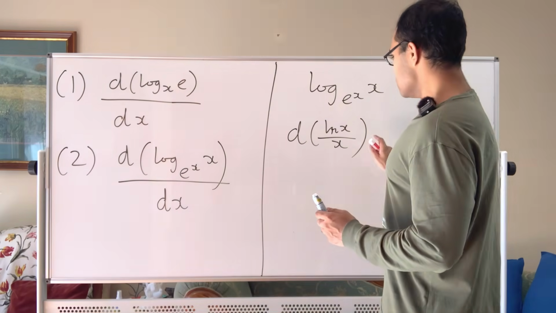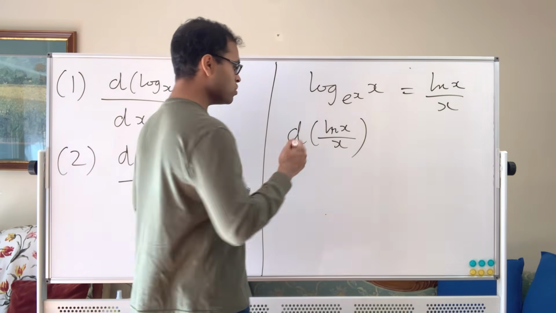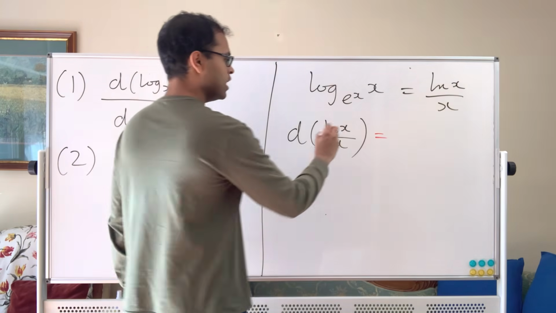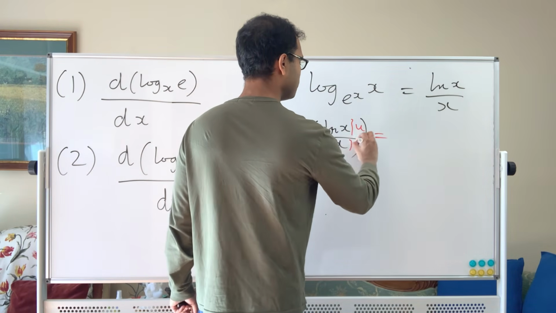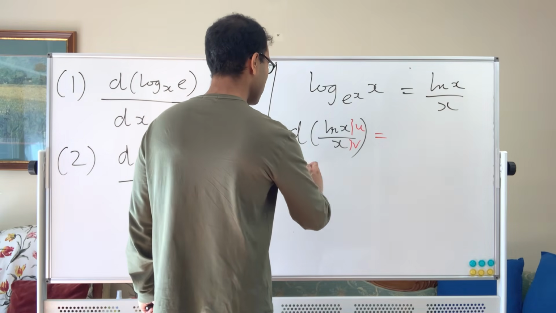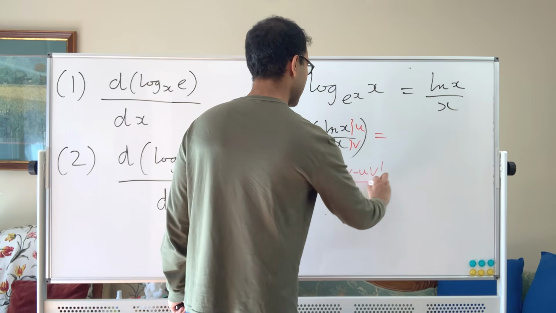So here we're going to do d dx of ln x over x. What we can do is use the quotient rule. Sometimes I like to just keep things very simple. It's u over v, right? Let's call the top u and the bottom v. If you're just practicing, just remember that the derivative of u over v is going to equal u prime v minus u v prime divided by v squared.